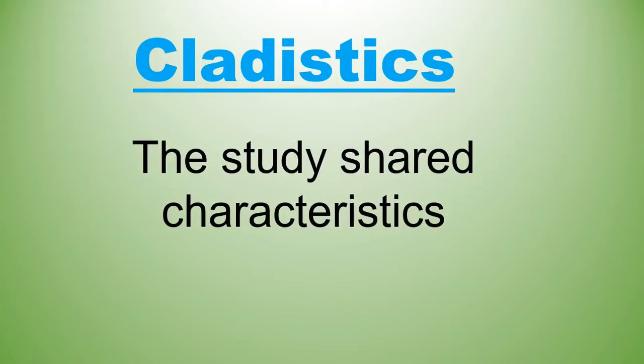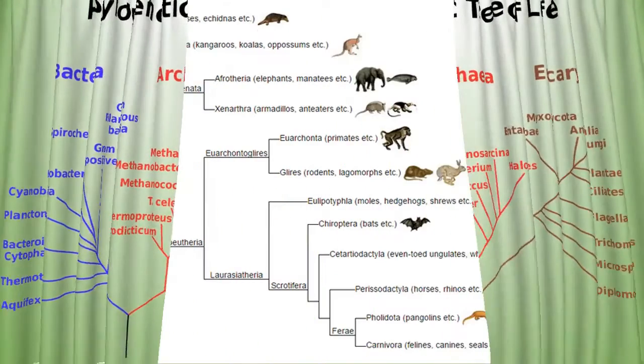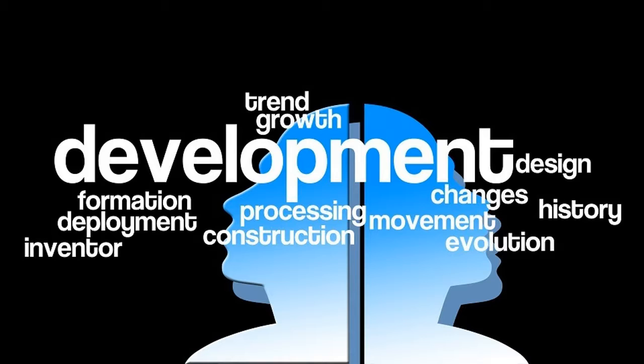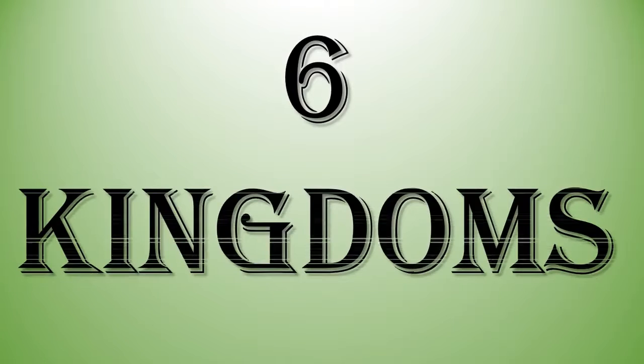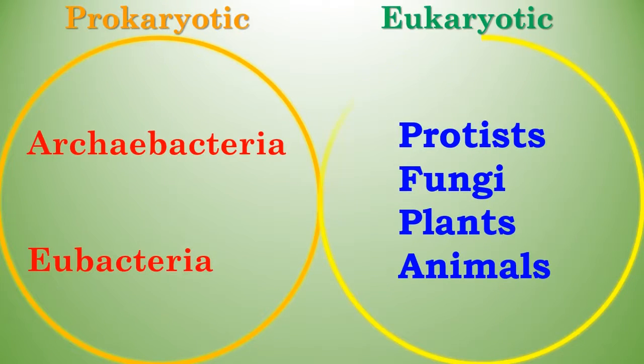Cladistics and phylogeny help us unravel the mystery and try to connect the branches of an evolutionary diagram. Scientists then put this information into a cladogram. This has allowed us to develop our modern system that consists of the following 6 kingdoms. You got Archaea and Eubacteria, both prokaryotic. Then Protists, fungi, plants, and animals all are eukaryotic.